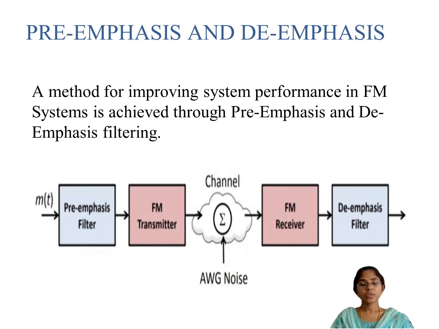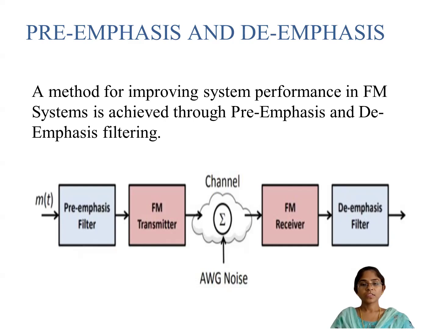Before modulation, we need to give the modulating signal to the pre-emphasis filter. After that, we modulate, and it is transmitted through the channel. Again, it is received and demodulated. After that, it will be given to the de-emphasis filter.